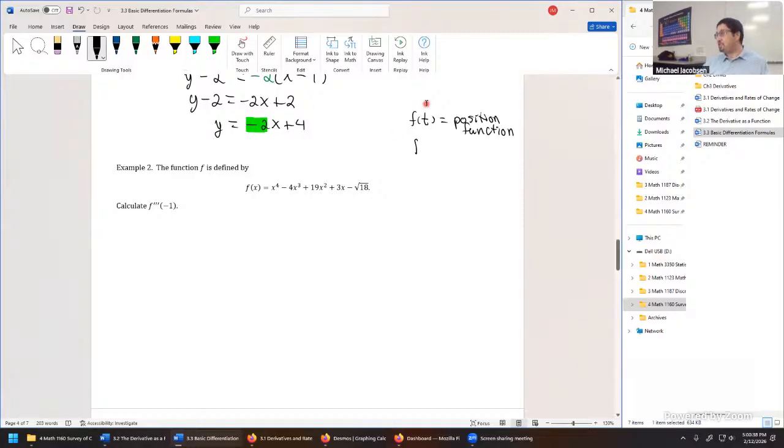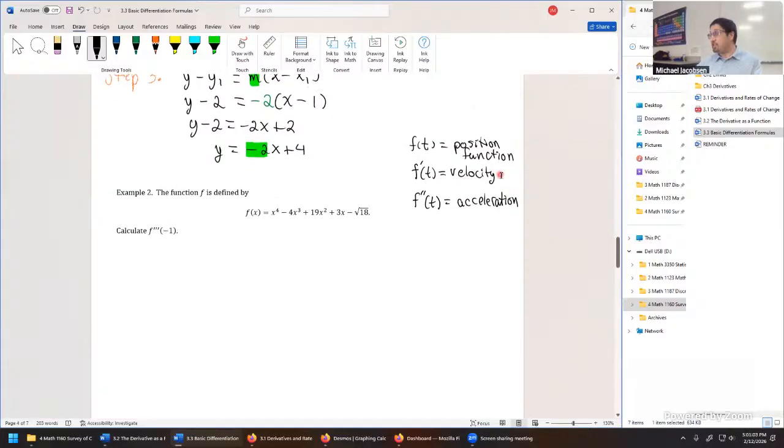So if f describes the position, say height of a function at time t, f prime at t is the velocity. How fast it's moving upwards or moving downwards. The second derivative, f double prime, is going to be the acceleration. How fast the rate of change of the velocity is changing.